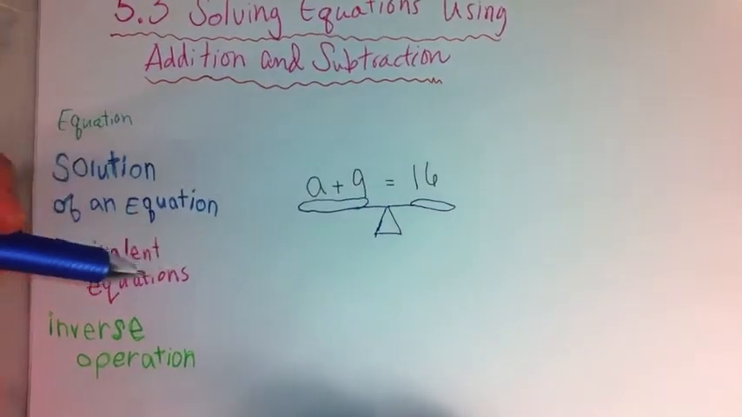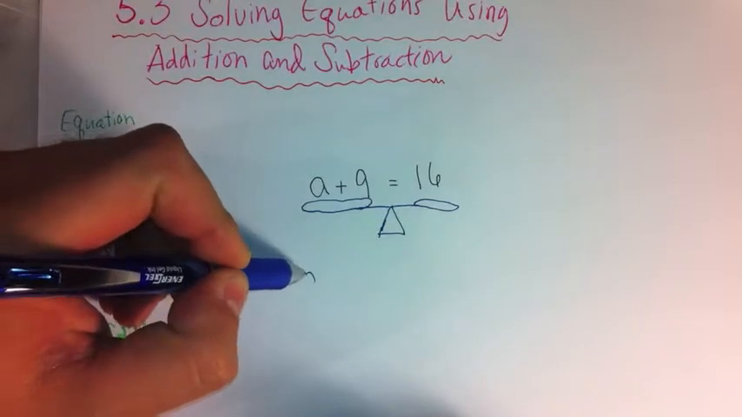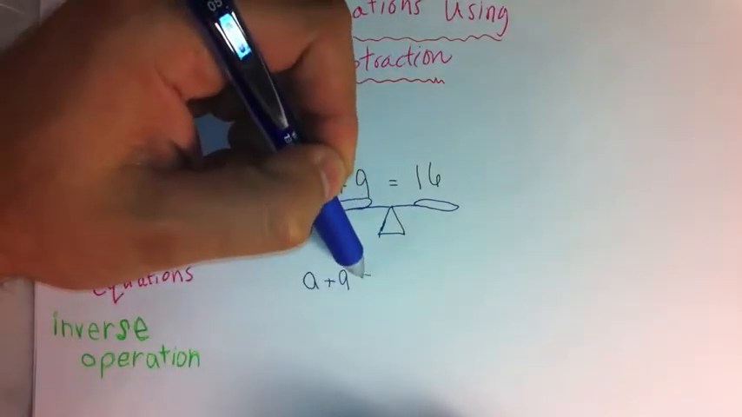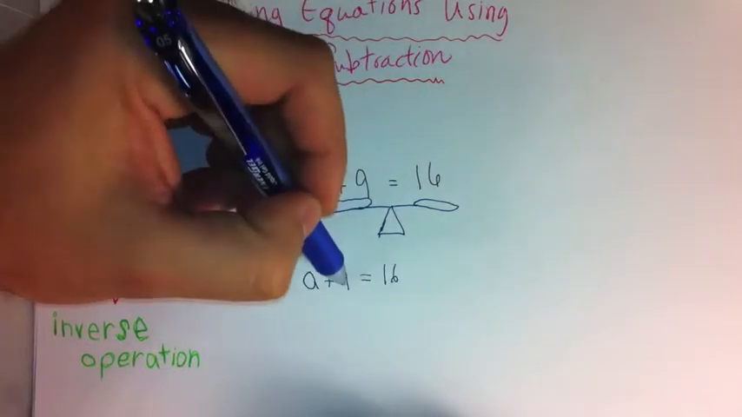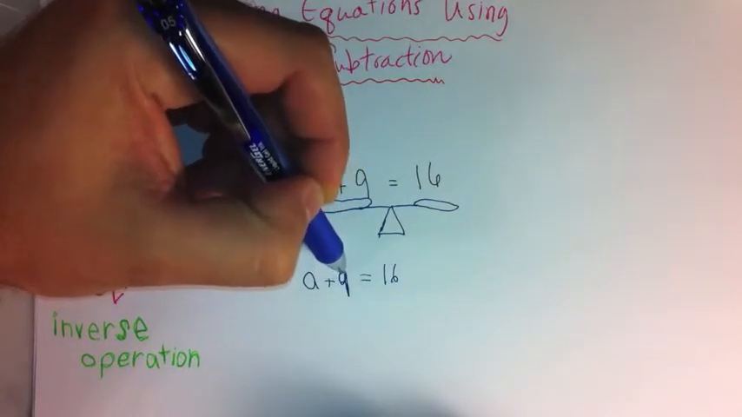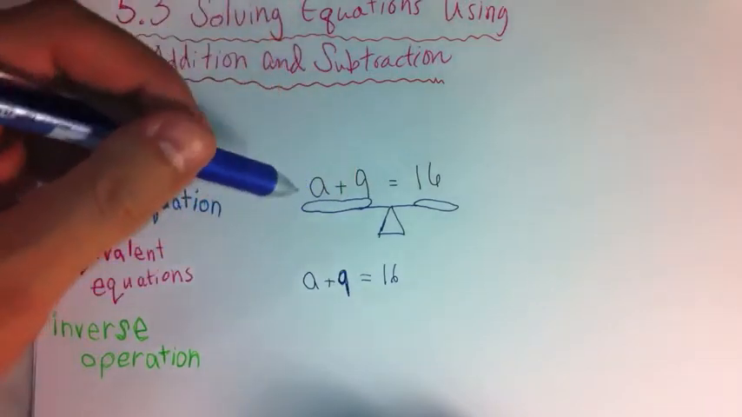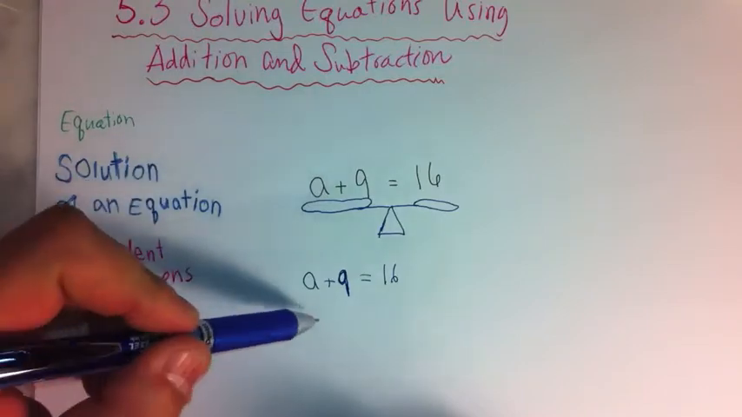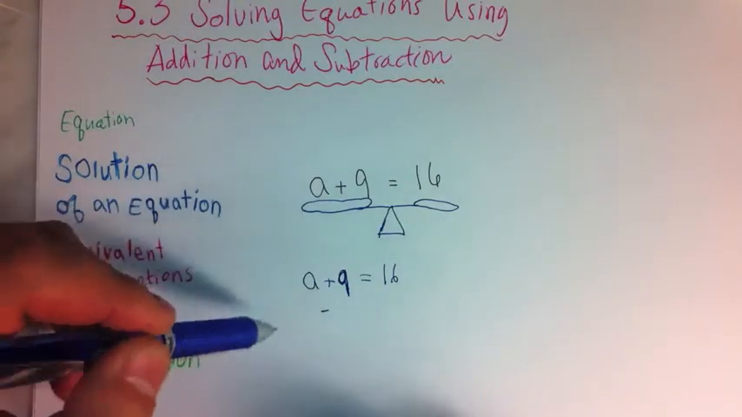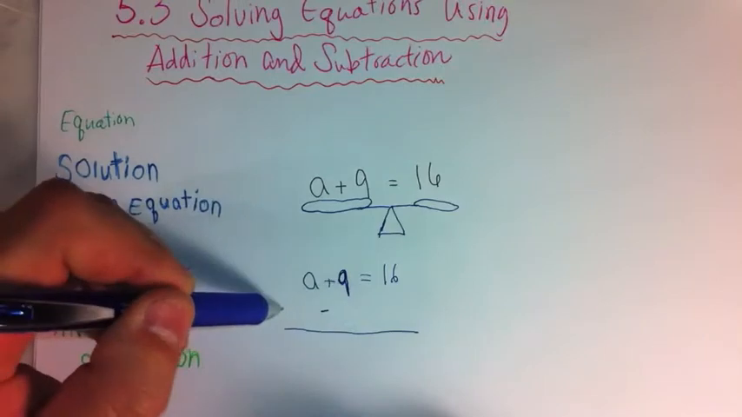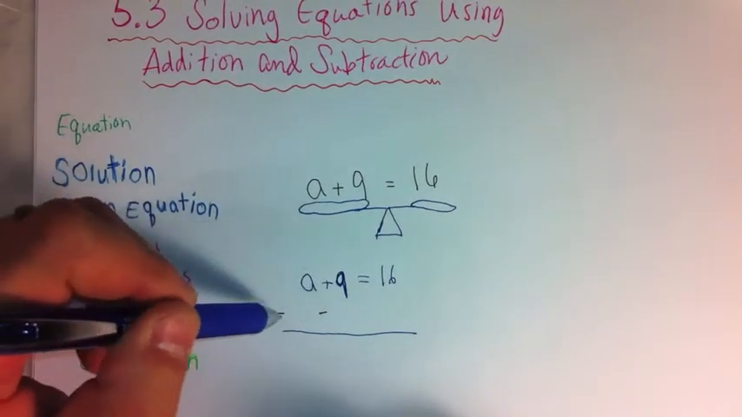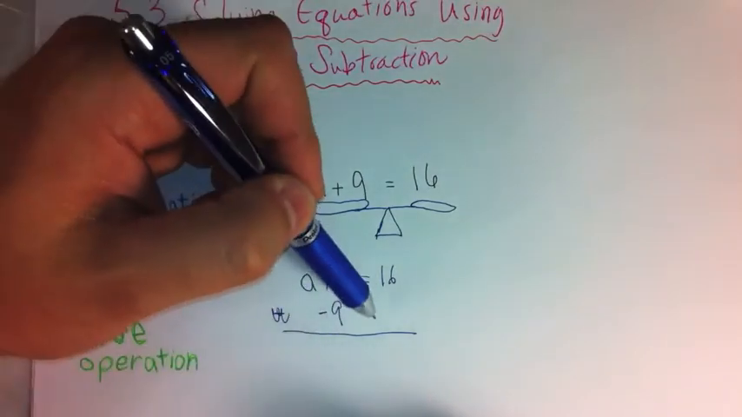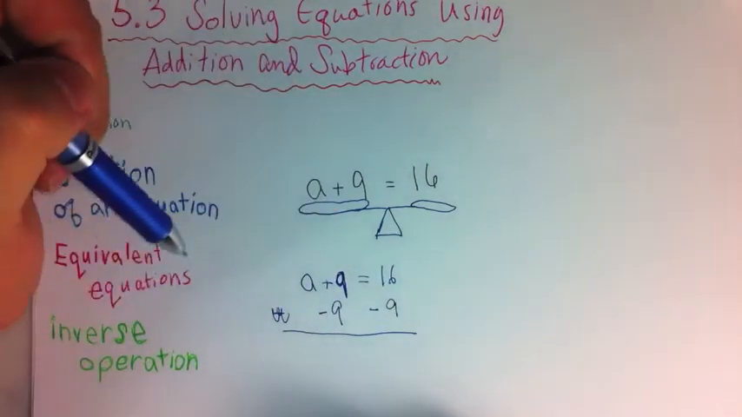I'm going to move down a little bit. I'm going to start over. A plus 9 equals 16. Make sure my 9 looks like a 9 instead of an A. Okay? A plus 9 equals 16. Now check out what we're going to do here. We're going to subtract. I like to think of it as making a gigantic subtraction problem on both sides. Okay? We're going to subtract 9 here, and we're also going to subtract 9 right there.